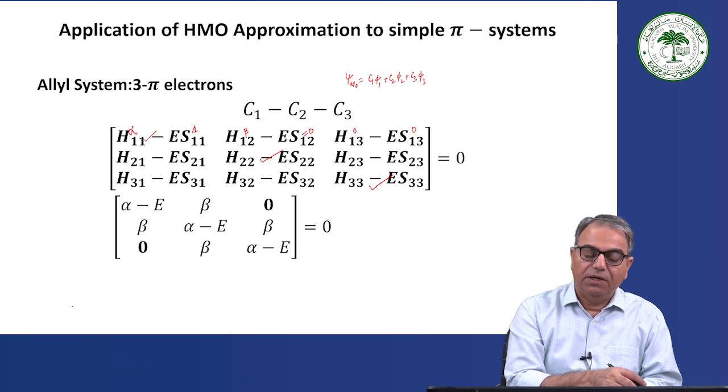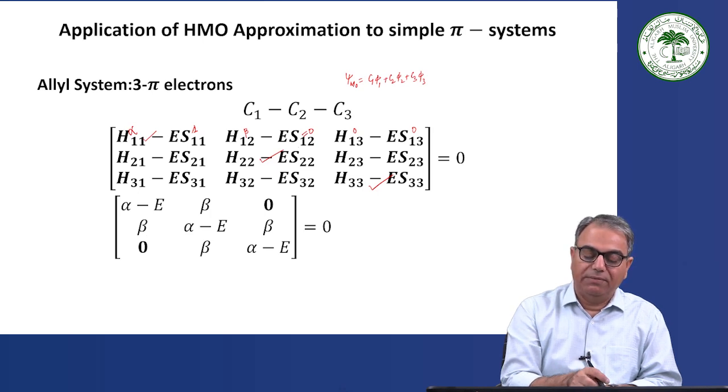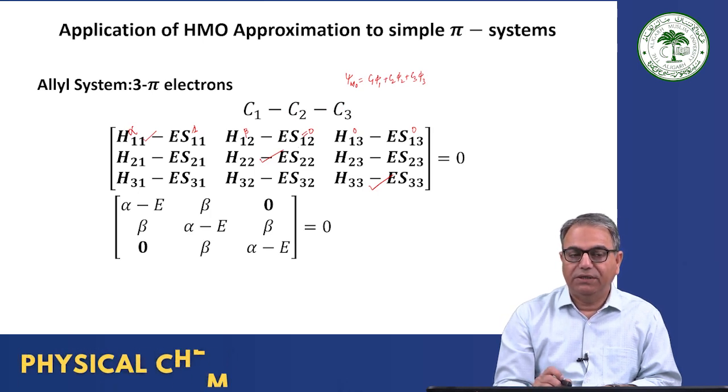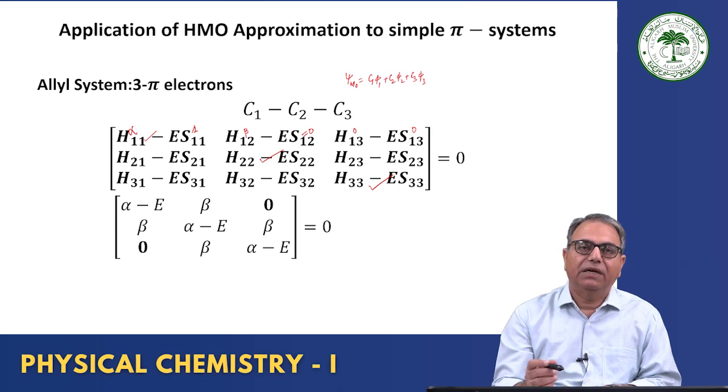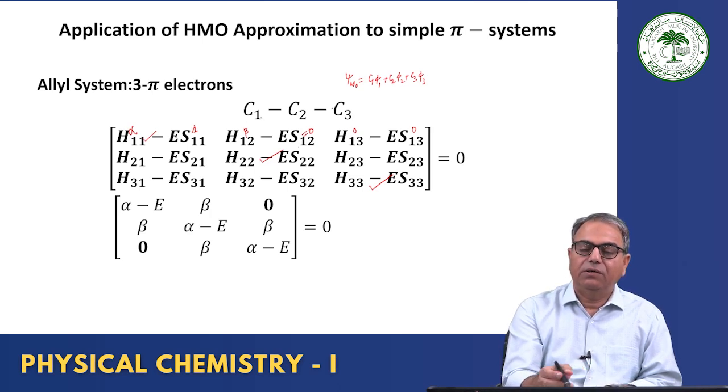In the second row, H21: again 2 and 1 are nearest neighbors, so it will be beta. H22 minus ES22 will be alpha minus E, and then H23: 2 and 3 are also directly bonded, so this will also be beta. You have to do this very carefully. Otherwise, if you make a mistake here, all the calculations will go wrong. Now H31: again 3 and 1 are not directly bonded by a sigma bond, so it will be 0.